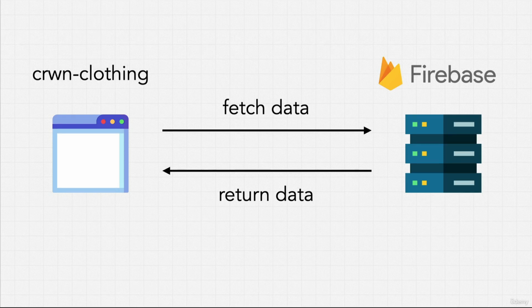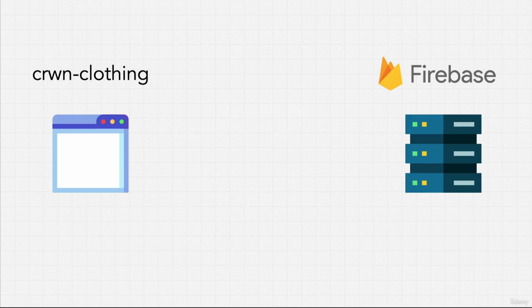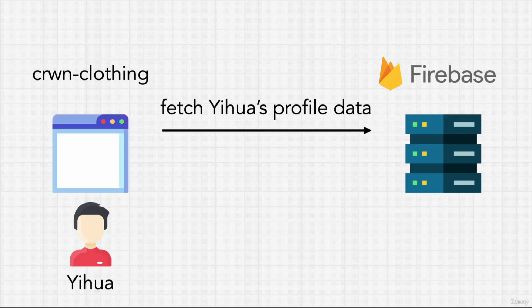So this is where authentication becomes important. So let's take a more direct example. Let's say that I'm using crownclothing.com. What I'm going to do is request from Firebase my profile data. Maybe on this profile, it has a list of my orders, like my order history. Maybe it has my credit card information. It might even just have my email, my address, and my phone number, all of which are very sensitive data.